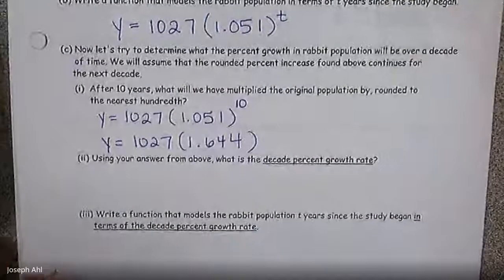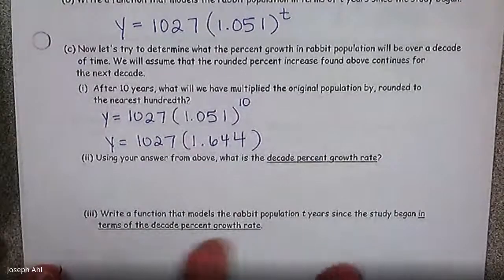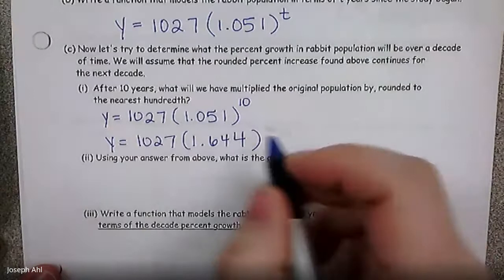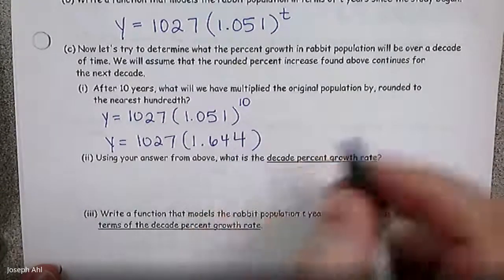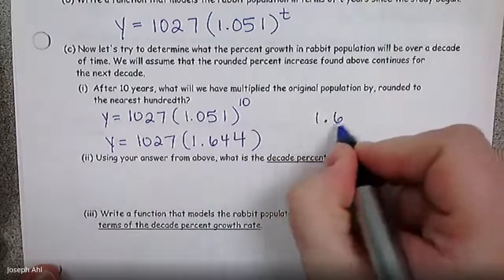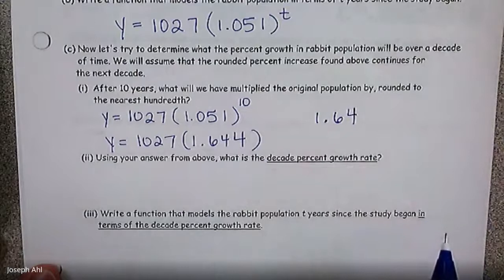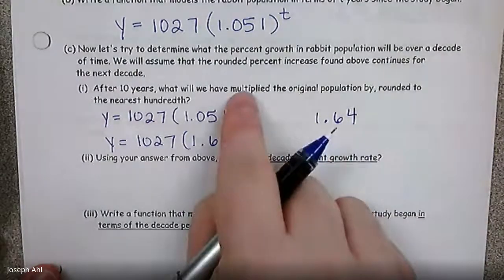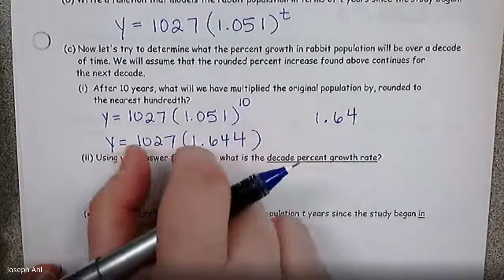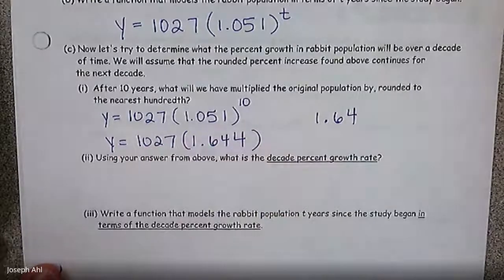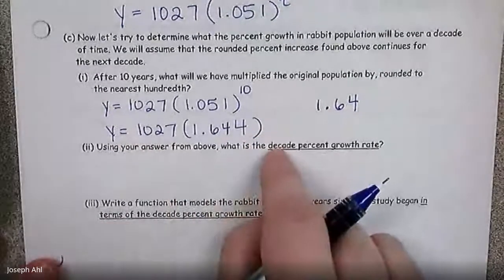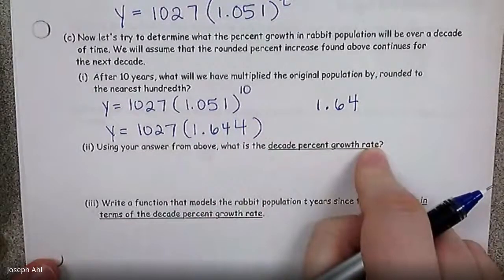Okay. So what will I multiply the original population by, rounded to the nearest hundredth? To the nearest hundredth would be this place right here. You're multiplying the original population by 1.64. 10 years later, you can see that this is the amount you're multiplying the original population by. So therefore, what is the decade percent growth rate?